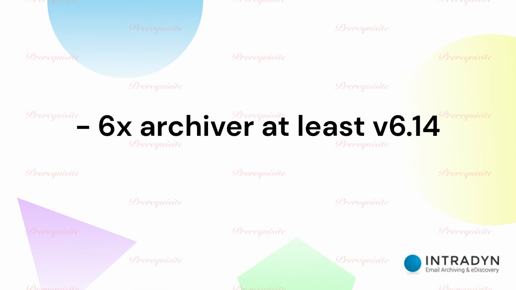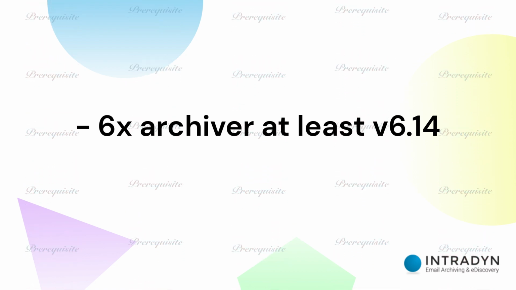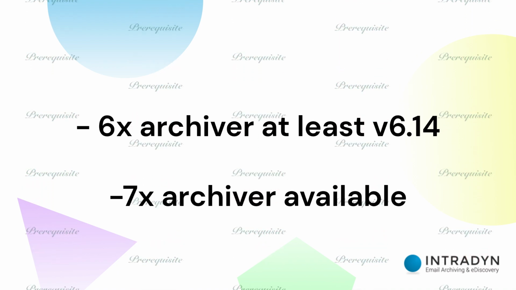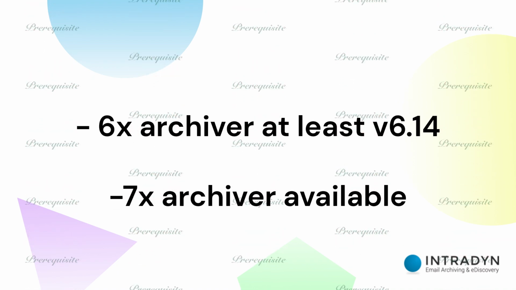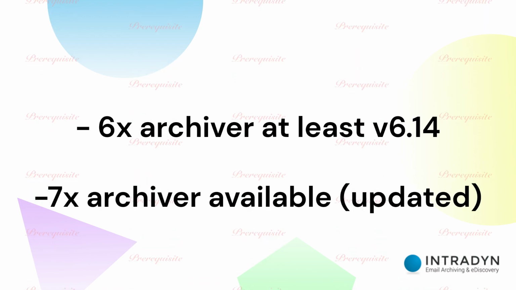Before we begin migration, there are a couple prerequisites that must be met. First, the existing 6x archiver must be updated to at least version 6.14. Second, there must be an available 7x archiver to migrate to. It is recommended that this archiver be fully updated before beginning the process.